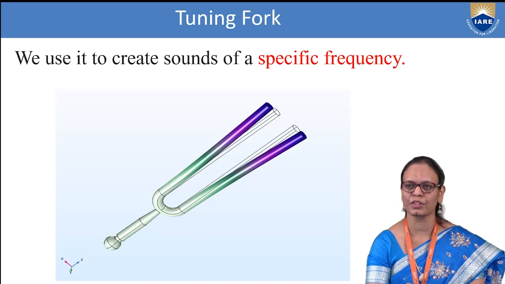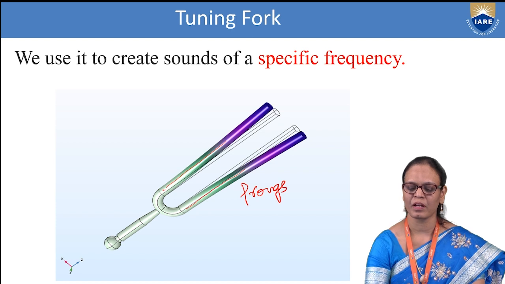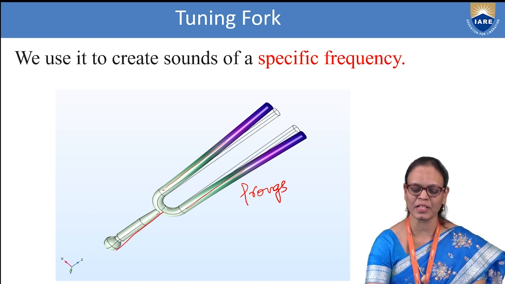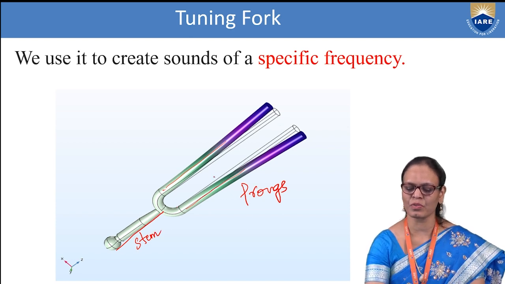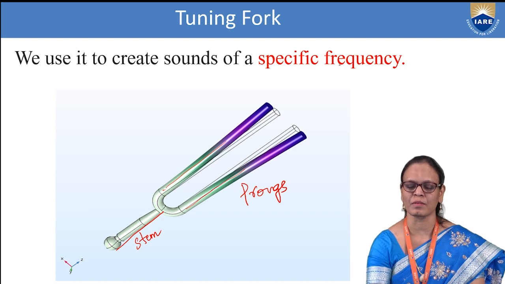Now, what is a tuning fork? You can see the figure here. It is a metal object usually made of steel with two long prongs. These two long ones are called prongs. And they are attached to a stem. This is the stem. And when you vibrate this tuning fork with a rubber hammer, these prongs vibrate about their mean position, and they will create sounds of a specific frequency.